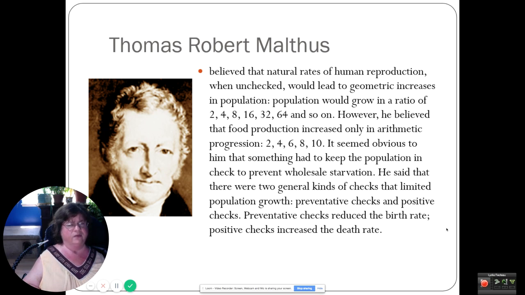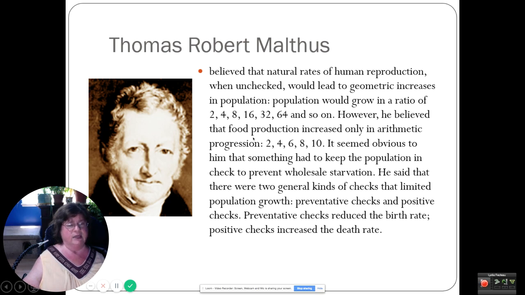And Malthus believed that the natural rate of human reproduction, when unchecked, would lead to geometric increases in population. Population would grow at a ratio of 2 and then 4 and then 8. And you can see this getting higher and higher and higher. However, he believed that food production increased only in arithmetic progression. 2, 4, 6, 8, 10, and so on.